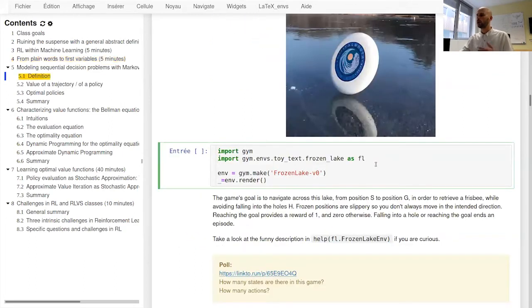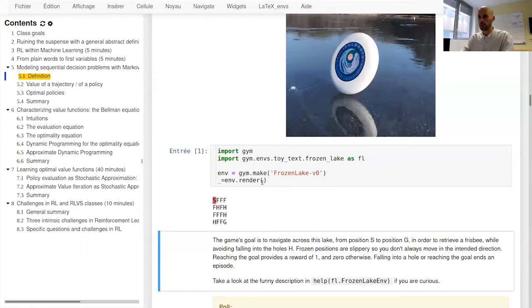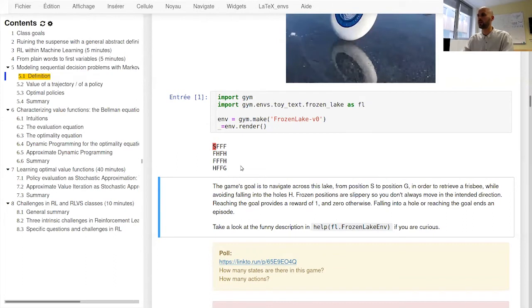So I will import Gym, that collection of environments, and among the environments of Gym, I will take the toy text family and recover the Frozen Lake environment as FL. We'll just write: my environment is gym.make of Frozen Lake v0, and I will call the render method. And here is what the render method tells me.